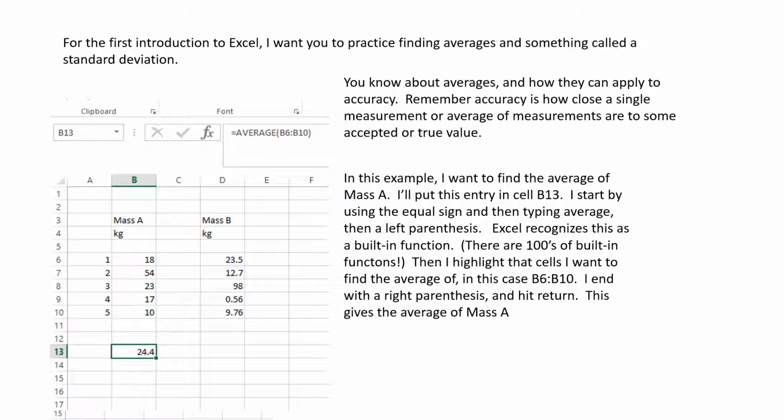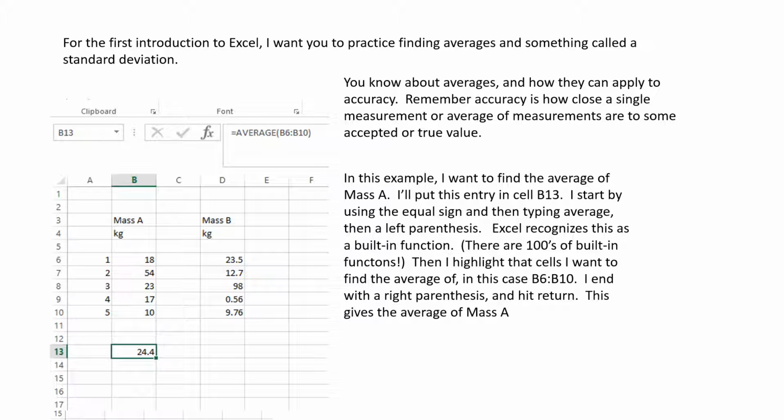In my example, I wanted to find the average of mass A. I'll put this entry in cell B13. I start by using the equal sign, then I type the word average. Then I use a left parenthesis. Excel recognizes this as one of the built-in functions it has. There's hundreds of built-in functions that you can use. I highlight the cells that I want to find the average of, in this case, B6 through B10. I end with a right parenthesis, and then I hit return.